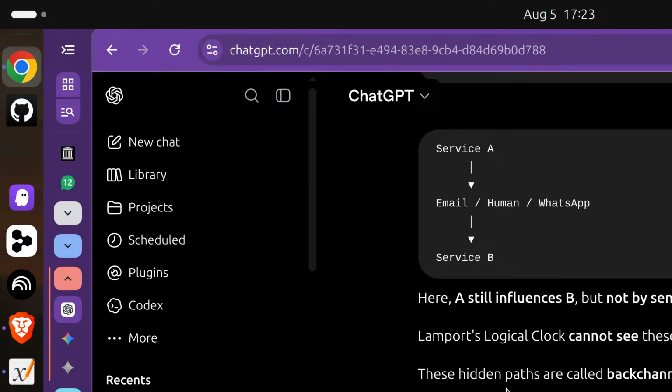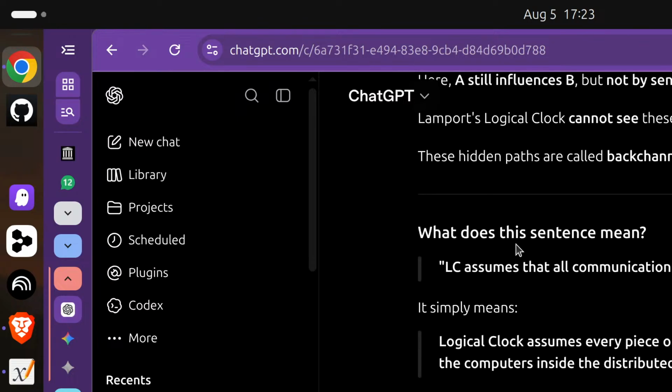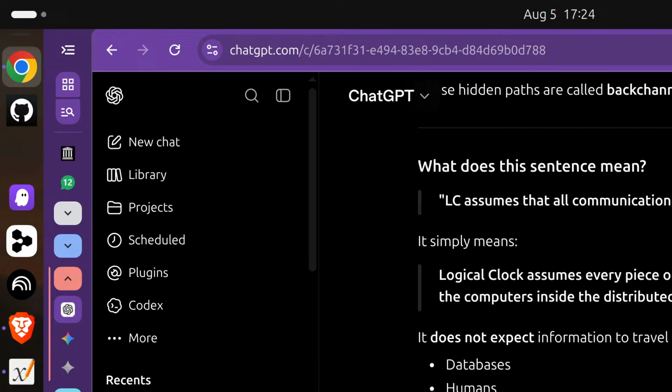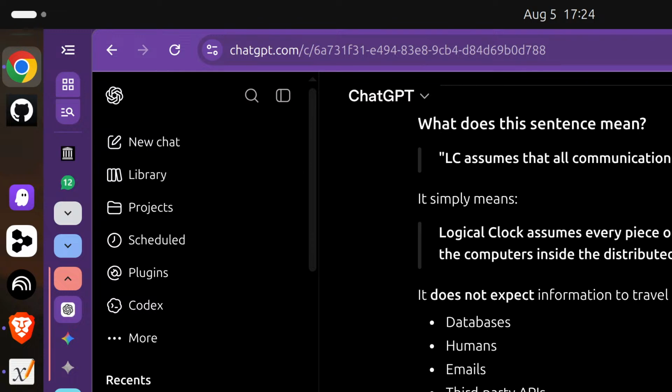These hidden paths are called back channels. What does LC assumption mean? LC assumes a local, present system. It assumes every piece of information is exchanged directly between computers inside the distributed system, not expected to travel through external things like databases, human emails, third-party APIs.